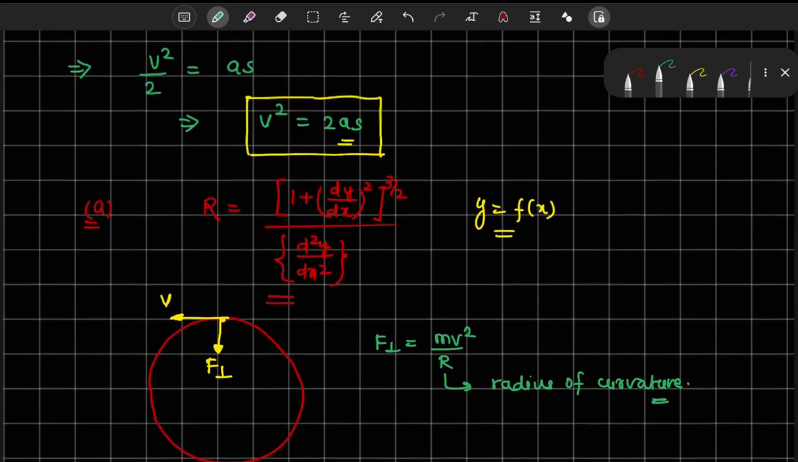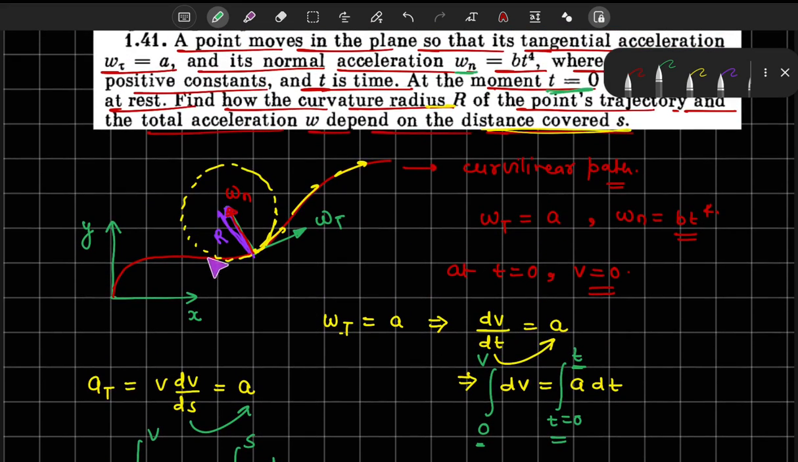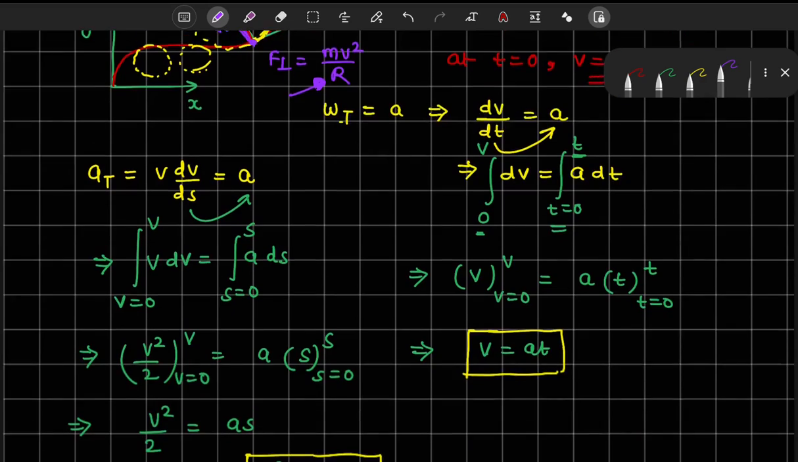Similarly, here in this curvilinear path, it is forming the curvature at each time instant. Okay, different radius of curvature at each time instant. So for that particular point, we can equate the centripetal force, that is, let us say F perpendicular, to mv square by r, and from here we can find the radius of curvature.